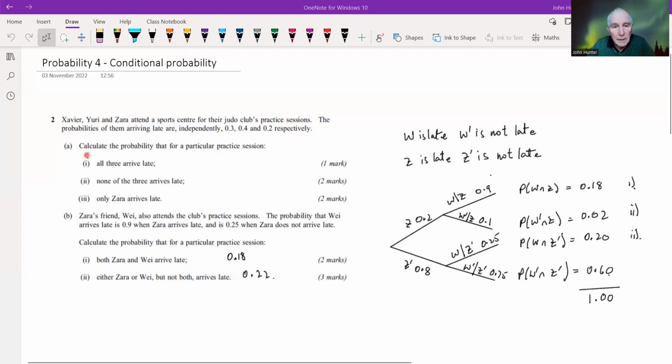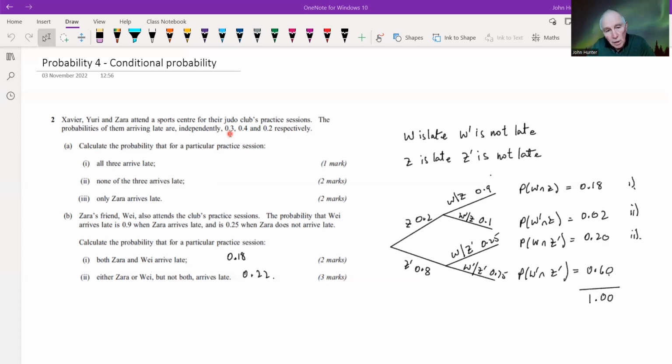Because it's independent, we can multiply these three probabilities together, 0.3 times 0.4 times 0.2, and that's the answer to number one. I haven't written it out because it's not really the gist of this. But none of the three arrives late. Well, the probability of them not arriving late is 1 minus this probability. So for Xavier, Yuri, and Zara, respectively, it's 0.7, 0.6, and 0.8. If we multiply those three together, that will give us the answer to part 2.